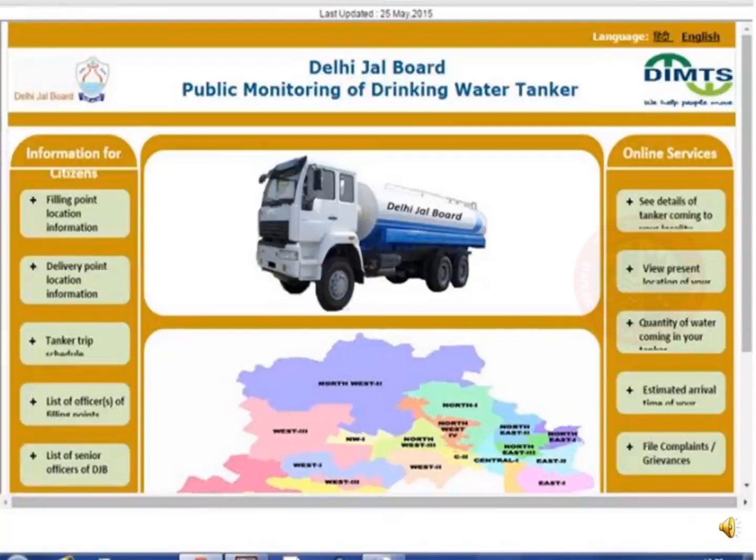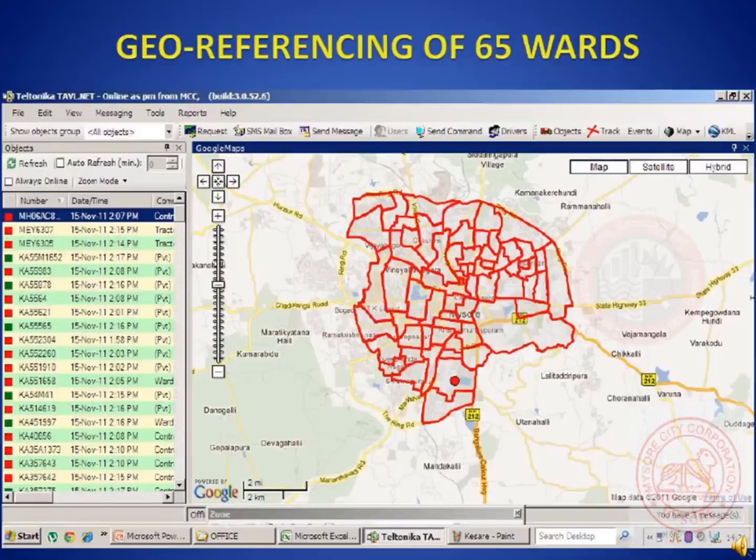Examples for applications of GPS in GIS mapping are tanker water management, to have accountability and transparency in distribution of water supply to the public. Another example is solid waste management. The city has so many wards with geocoded map boundaries.